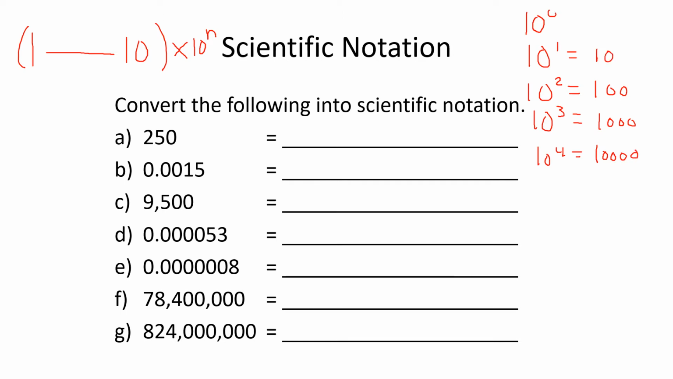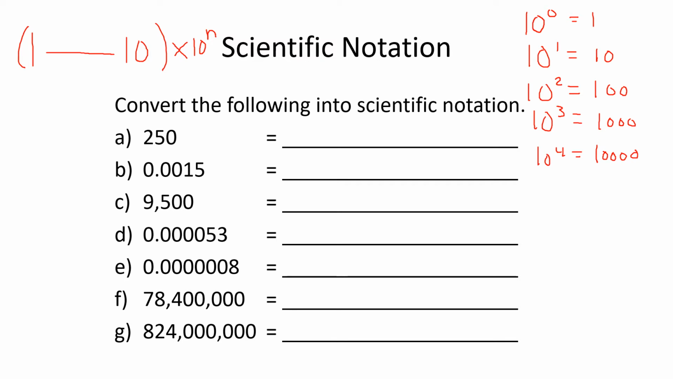And then what's 10 to the 0? So I took off a 0 here. Right? I took off a 0. Very good. He recognized patterns, sequences. So 10 to the 0 is 1.